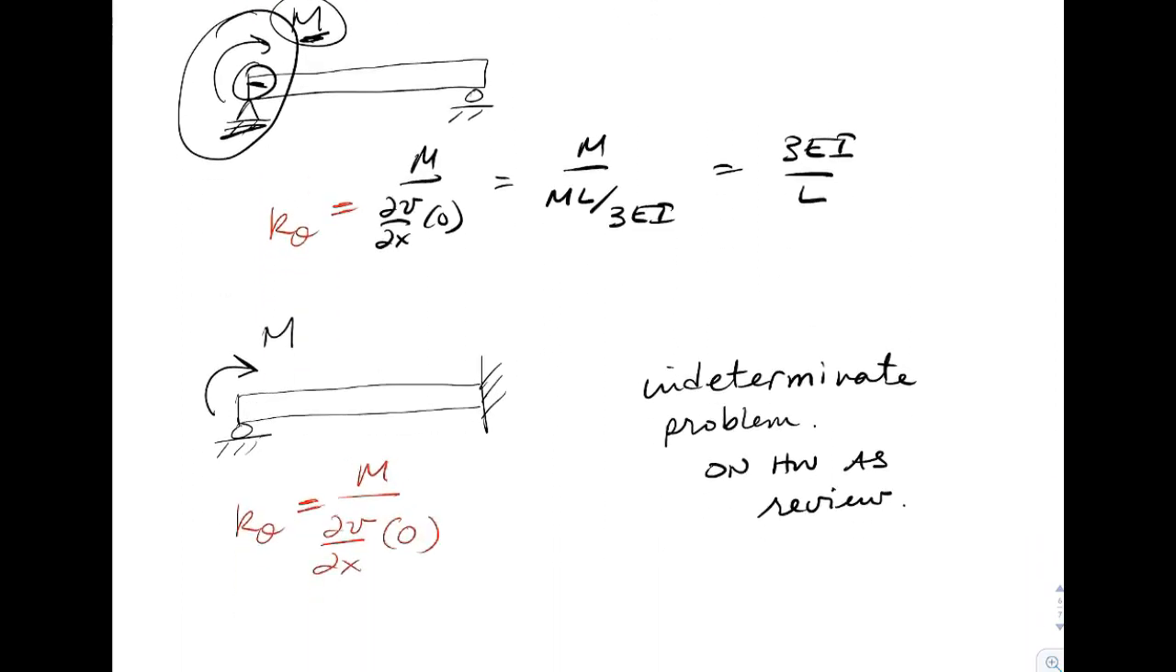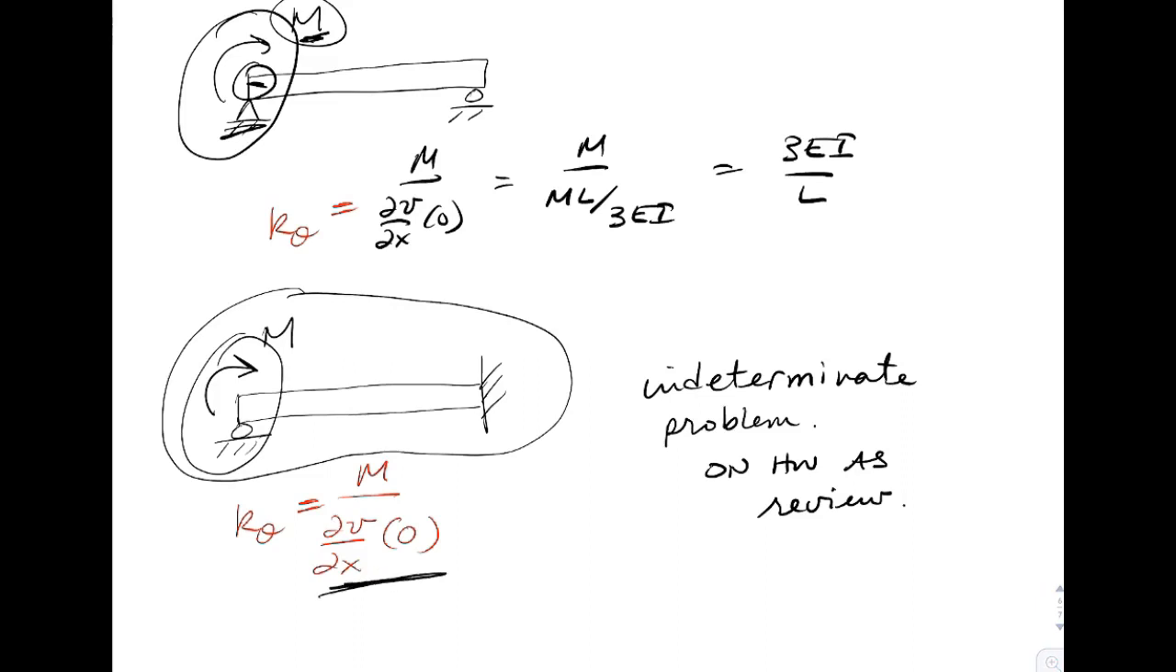You'll have this for a homework problem. This is an indeterminate beam, and you'll be asked to find the rotational stiffness out at the end of that beam. So we're going to need to find the slope out there at 0. And so that'll be a nice indeterminate problem review for you.